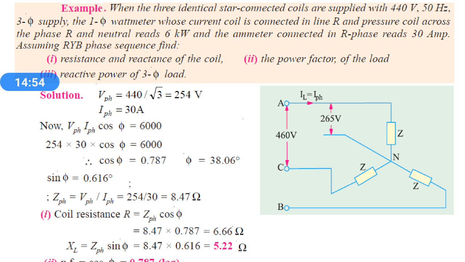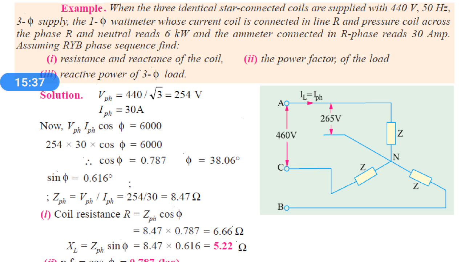So one phase consumes 6000 watts. Here balanced means all the phases dissipate the same power. So here the given 6000 watts, that is not VL IL, but V I cos phi equal to 6000. Here V and I means V phase, I phase, cos phi. So V phase, I phase, cos phi equal to 6000. From this equation V phase we can calculate by using VL. So V phase equal to VL by root 3. VL is given 440 volt.